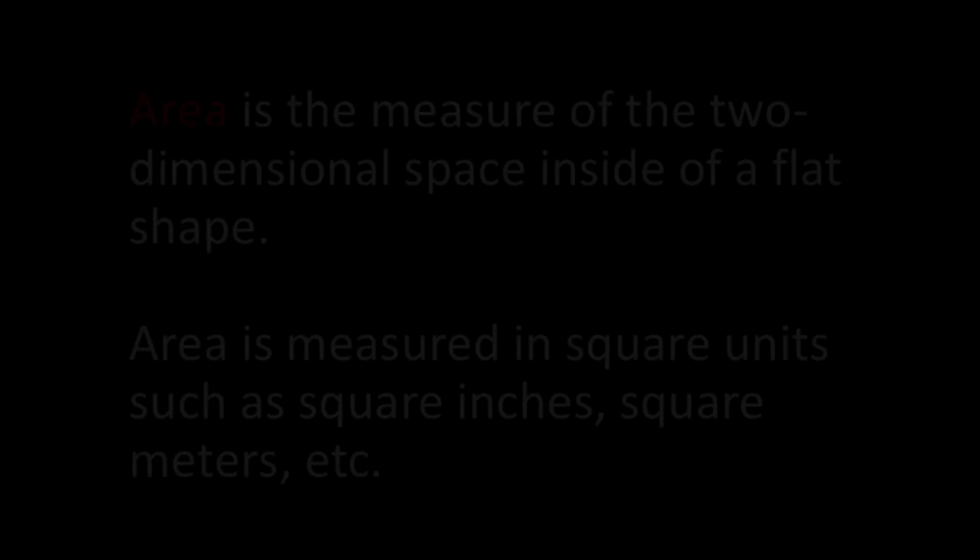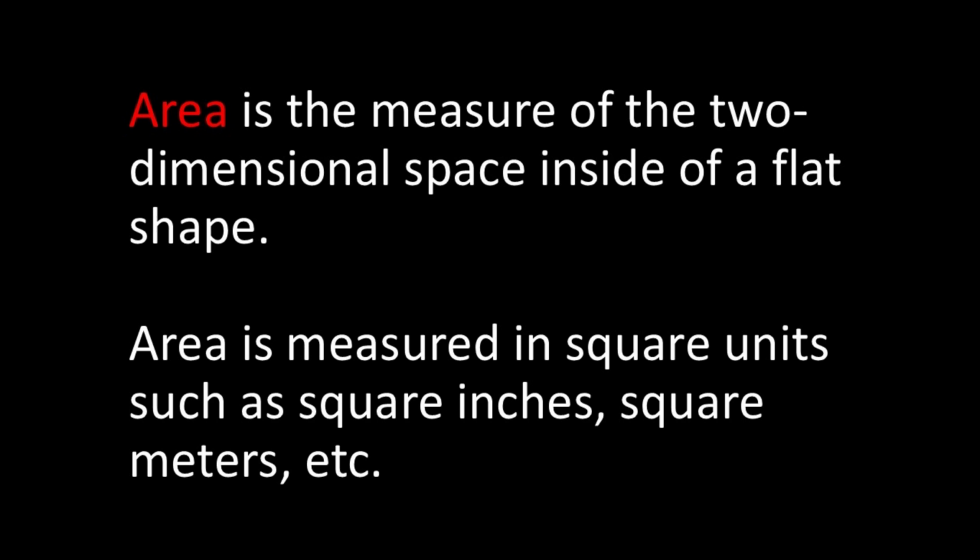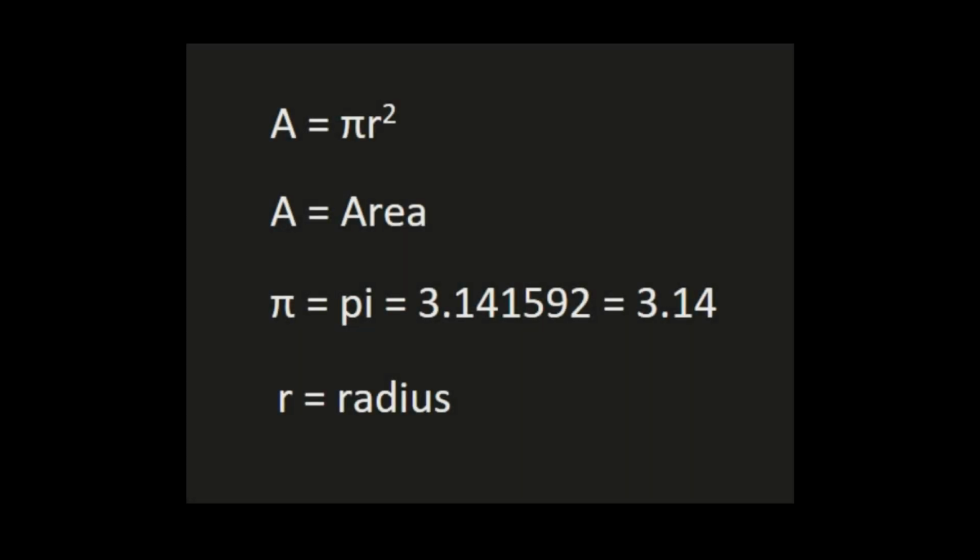In this video, we will be finding the area of a circle. Area is the measure of two-dimensional space inside of a flat shape, and so it is measured in square units. We use the formula area equals pi r squared to calculate the area of a circle. Pi is a constant and it's 3.141592, and the digits actually continue on, so we round pi to 3.14 when calculating area. R is the radius of our circle.